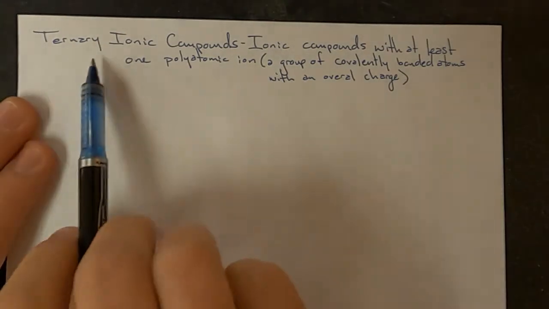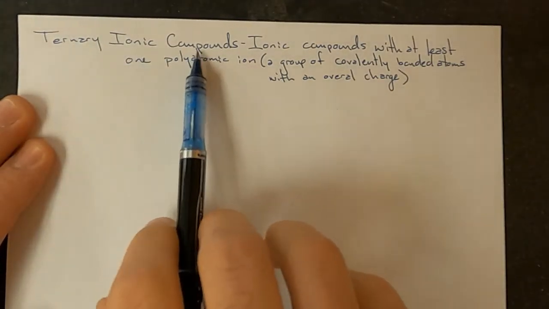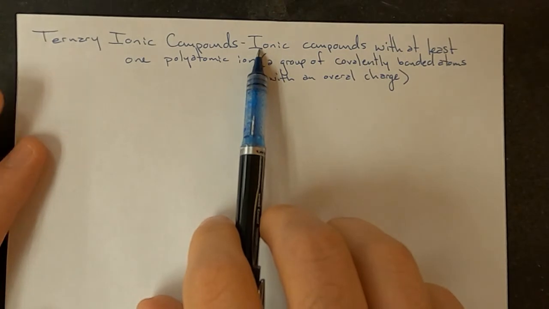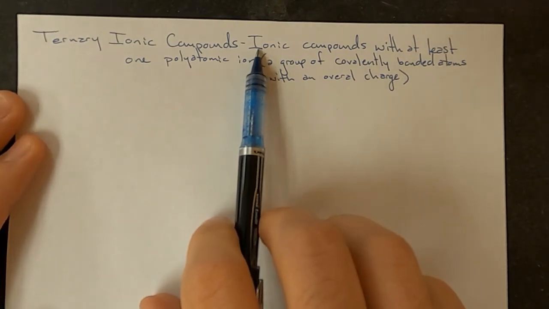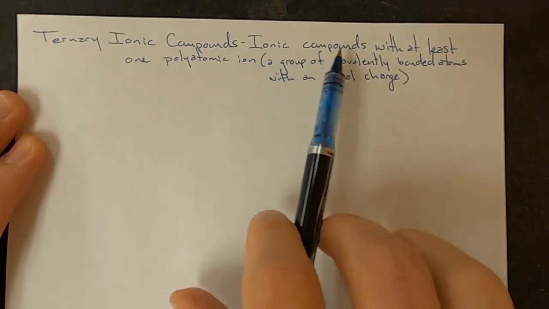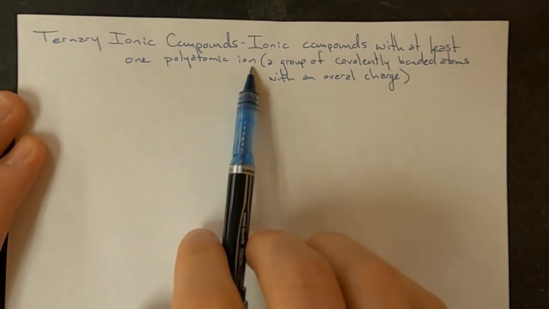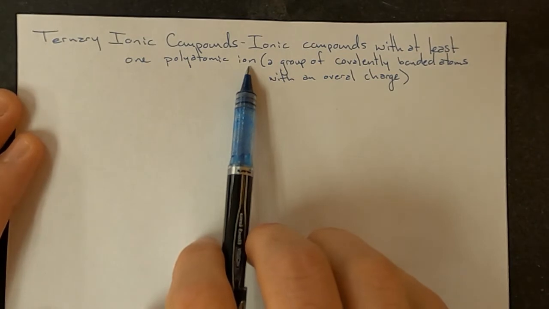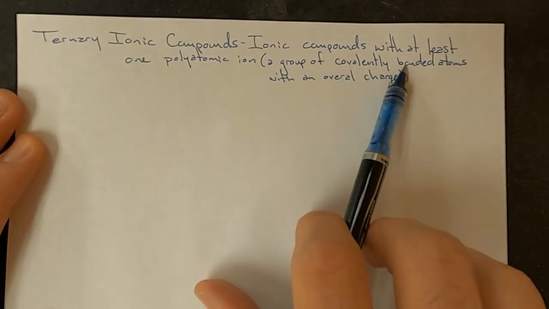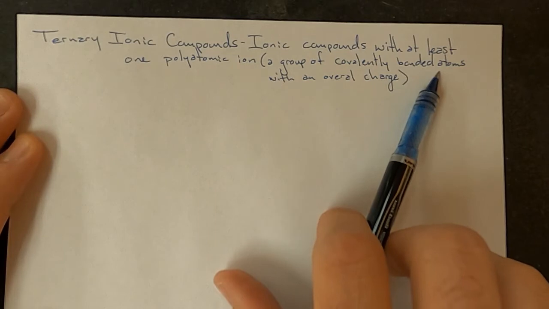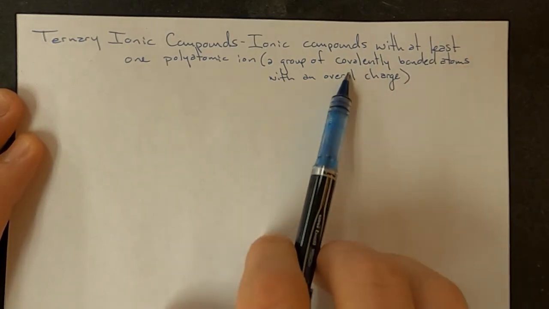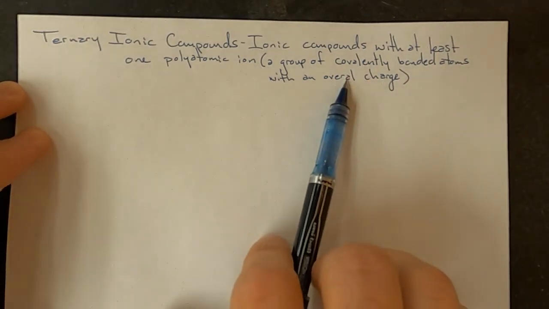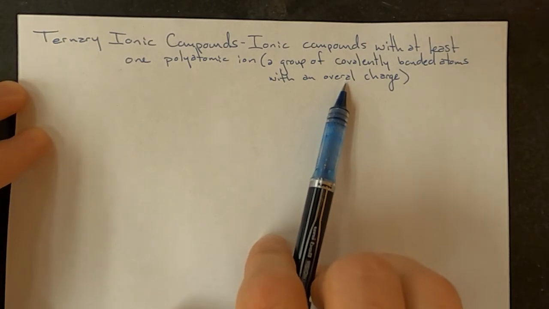Next, we'll move to ternary ionic compounds. And these are ionic compounds, which means something has gained electrons and something has lost electrons. And there's at least one thing called a polyatomic ion. A polyatomic ion, as we've talked about previously, is a group of covalently bonded atoms, kind of like a molecule, that are sharing electrons between them, but it has an overall charge. So to become stable, it has either lost or gained electrons.